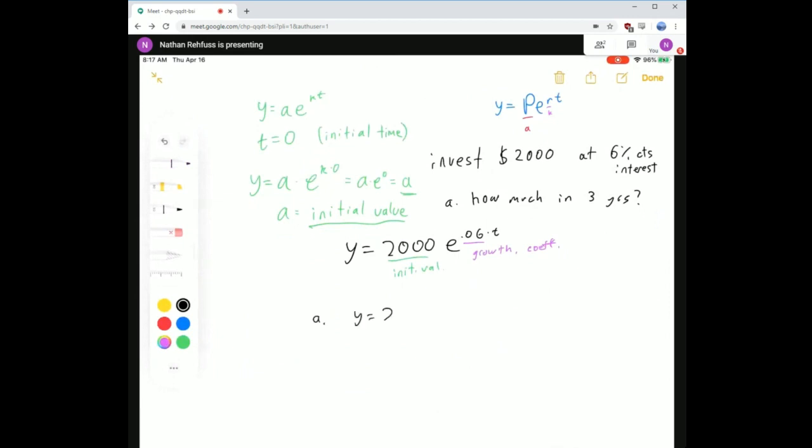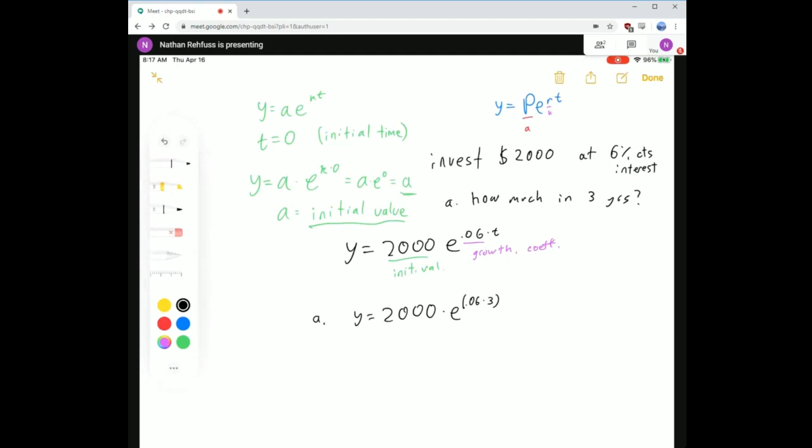It's going to be 2,000 times e to the power of 0.06 times 3. If you're plugging this all into a calculator, if you want to do it in one step, be sure to put parentheses here. Otherwise, your calculator will take e to the 0.6 and then multiply the output by 3, but you want to multiply the input by 3. So let me plug this into my own calculator. That'll be e to the 0.18 times 2,000.